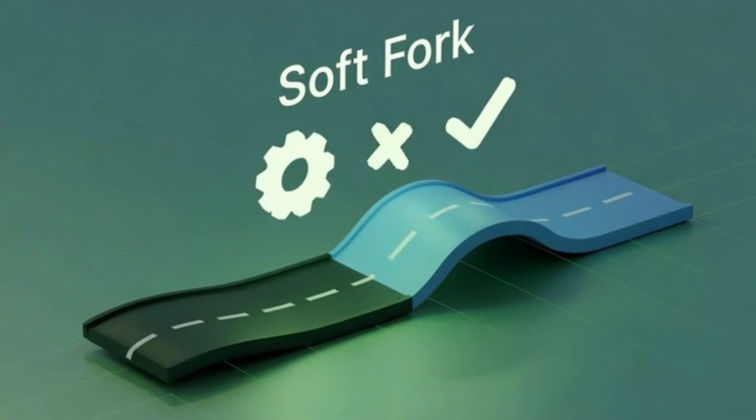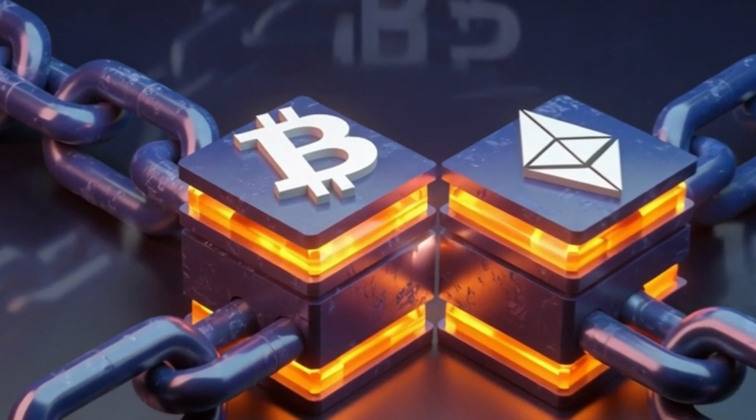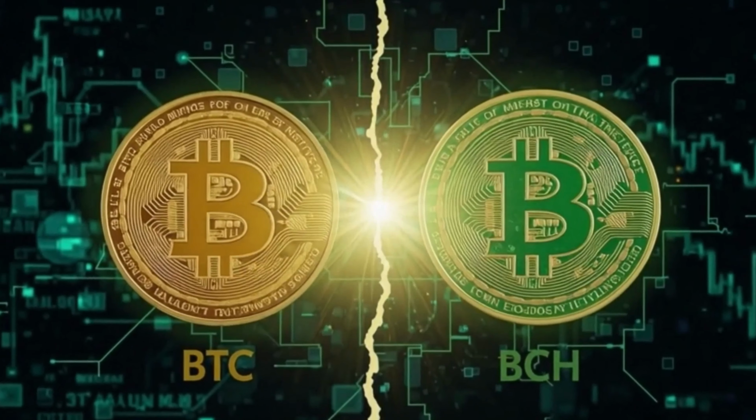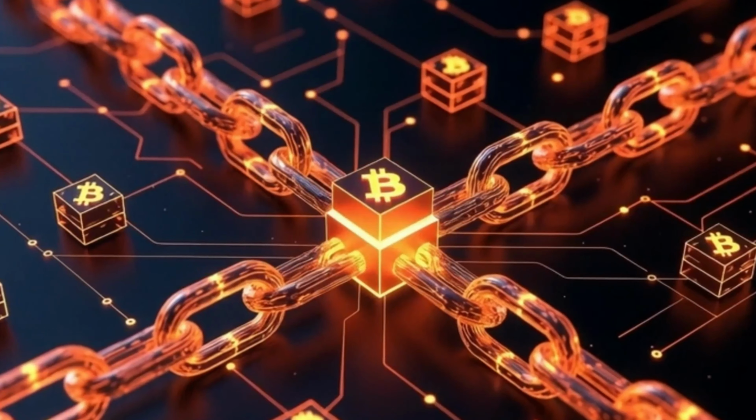A hard fork is a big change. If you don't update, you can't use the new version, and the blockchain may split into two separate coins. Bitcoin forked and created Bitcoin Cash. Same history, but now two different paths.